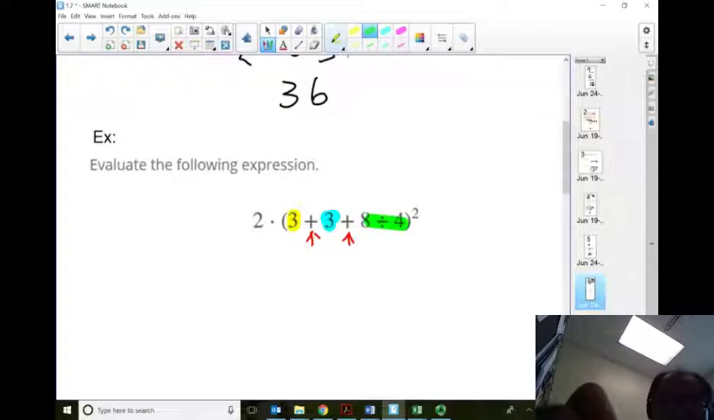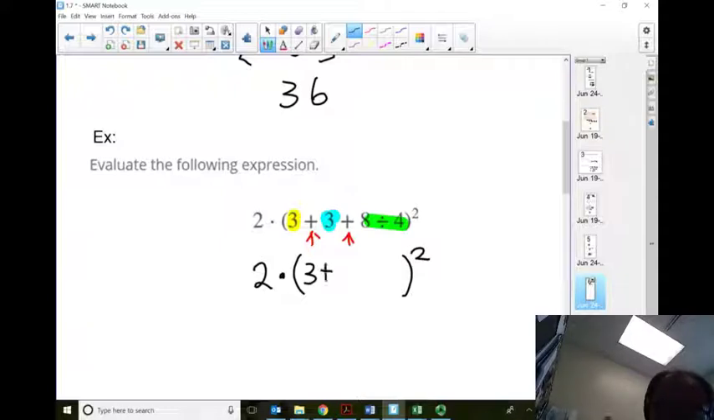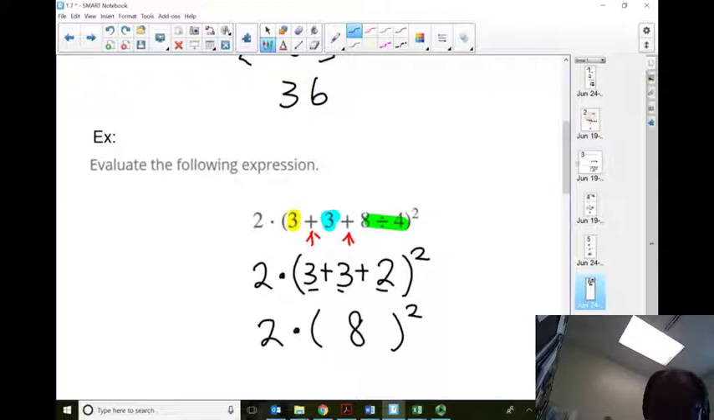Okay, so let's see what we got here. Let's figure out what each term is. So this 2 still 2 times parentheses still there, squared on the outside. This first term in the parentheses still 3, plus second term no operation still 3, plus. All right, third term in the parentheses, 8 divided by 4 is 2. Okay, still got to do what's inside the parenthesis. So that's 2 times parenthesis, 3 plus 3 plus 2, 6 plus 2 is 8 squared.